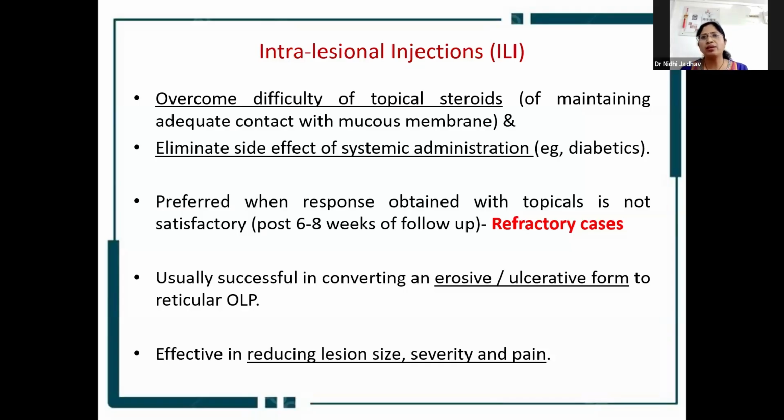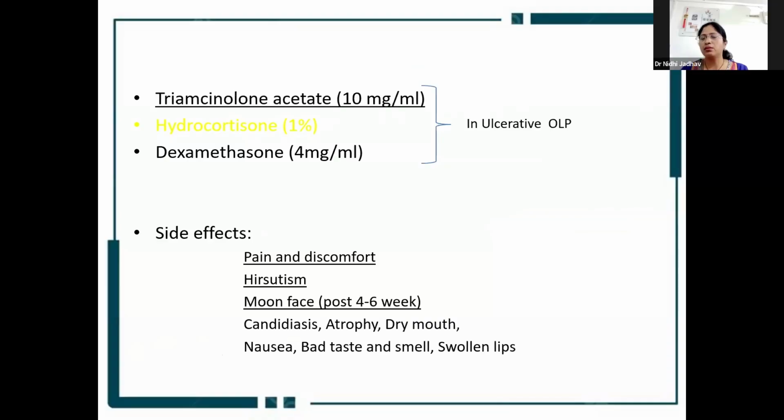More so in the refractory cases where, as I told, after 6 to 8 weeks of follow-up, you did not get enough results. They are better for the erosive ulcerative form. They are very effective in reducing the size, severity, and pain of the lesion. Now, how is the method of its application? Before that, triamcinolone acetonide, that is 10 mg per ml, and dexamethasone 4 mg per ml are more commonly used, though some literature also mentions the use of hydrocortisone.